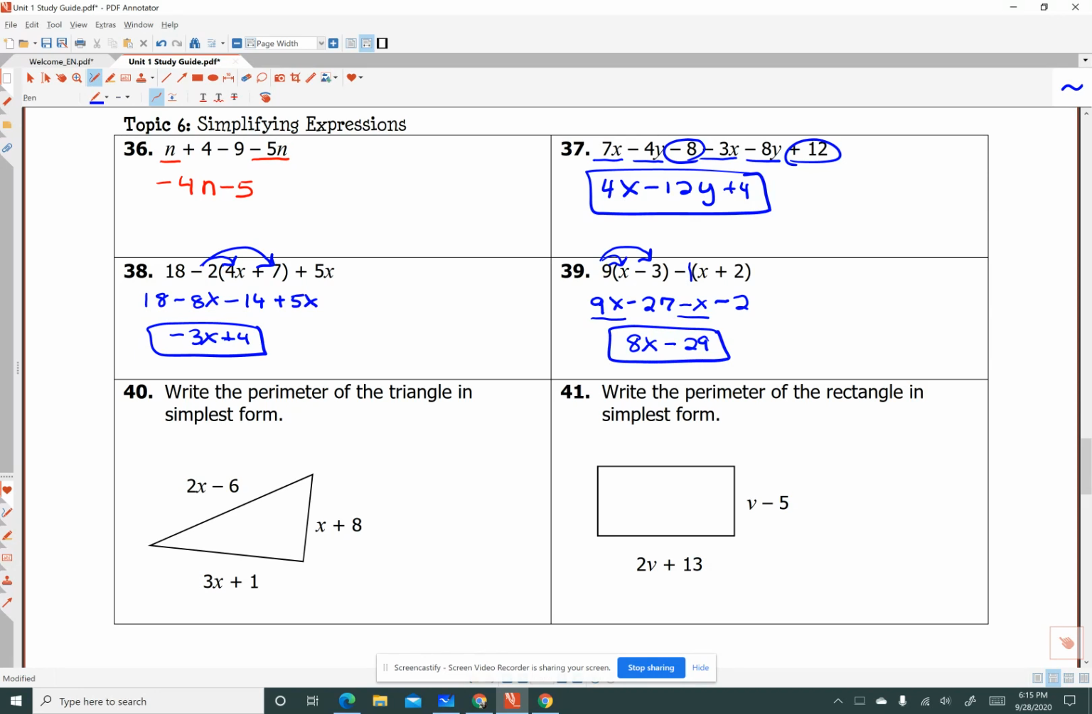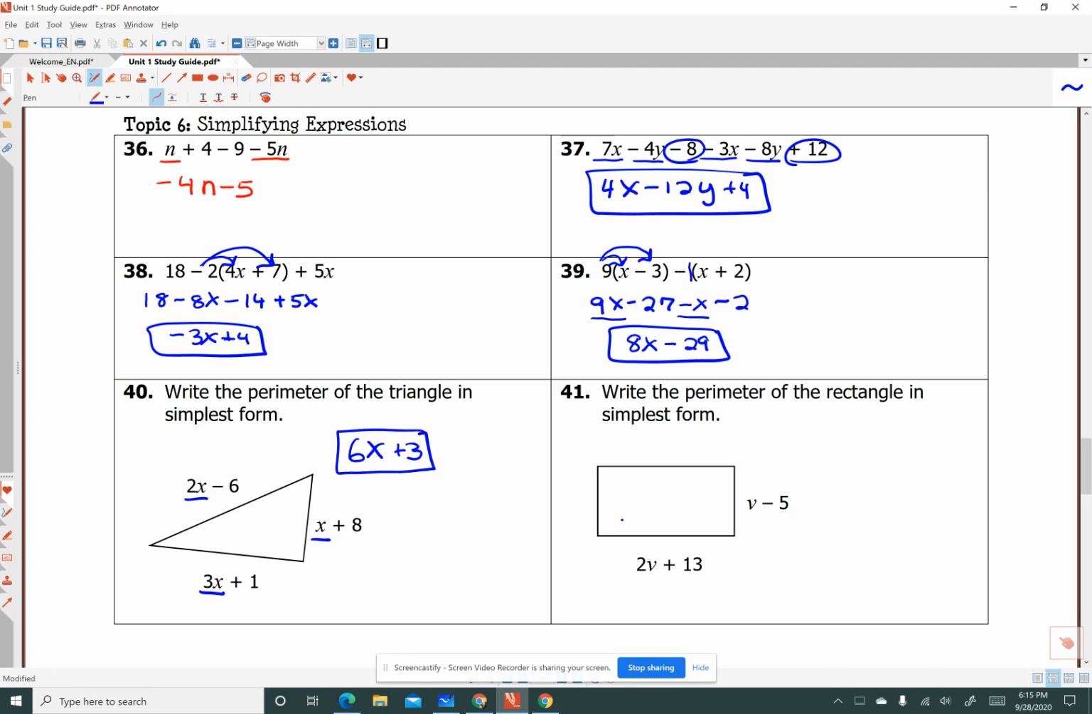Now let's write the perimeter of the triangle in simplest form. So we have 2x plus 3x plus 1 more x, 6x. We have 8 plus 1 is 9, minus 6, so 9 minus 6 is a positive 3.